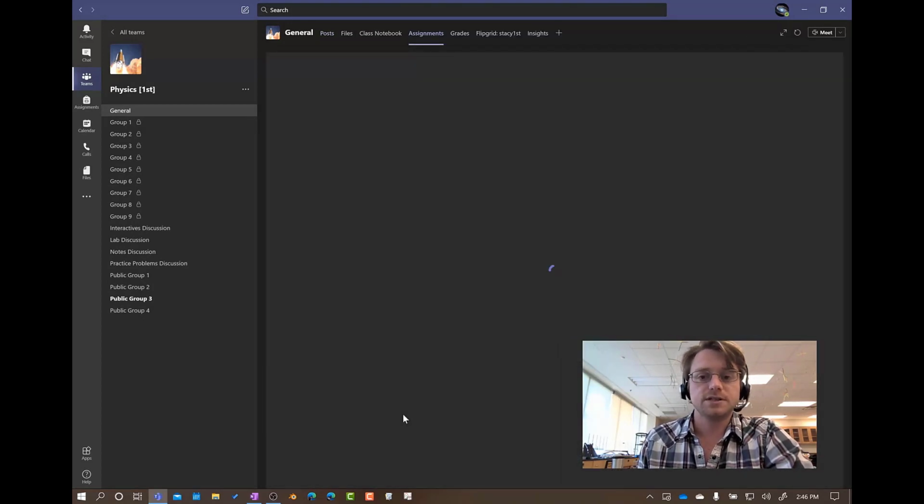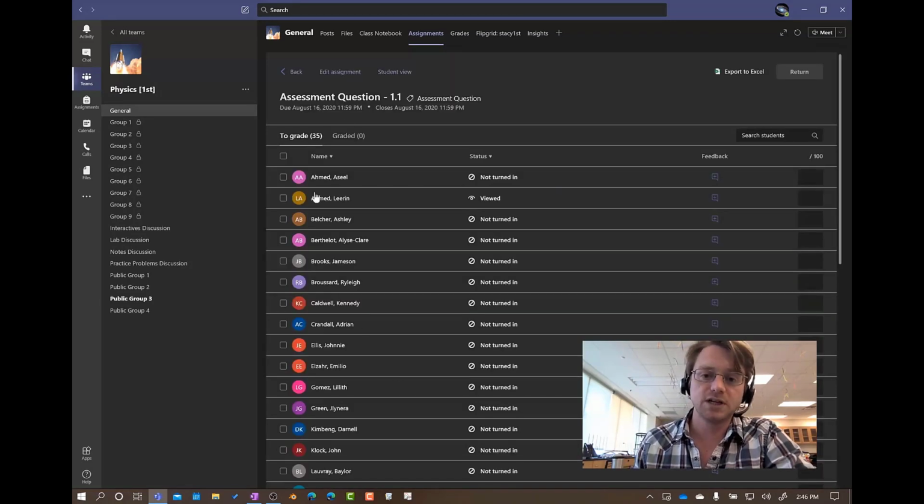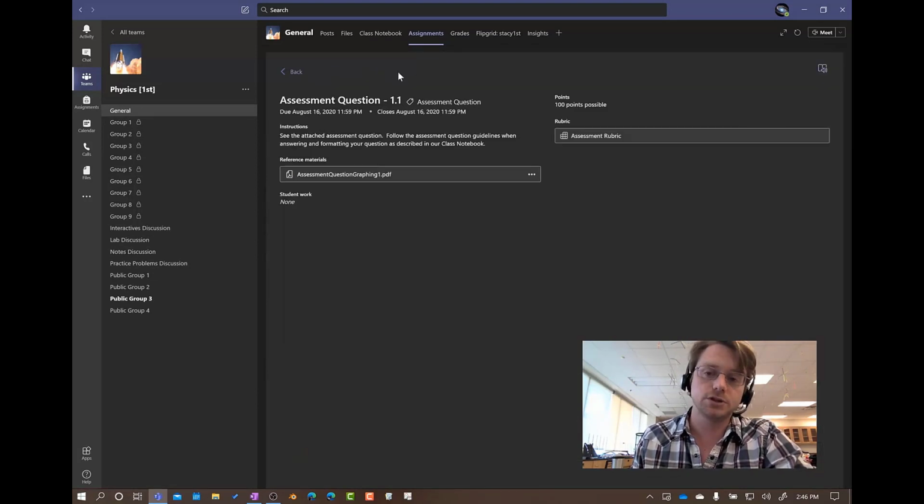Once I'm in the Assignments tab, it's going to show me a description of the assignment and any stuff that is actually accompanying the assignment, like an attachment. I'm going to click on Student View so we see what you see. Notice we have a due date up here, August 16th, that's Sunday at 11:59 p.m. It closes at August 16th, 11:59 p.m.